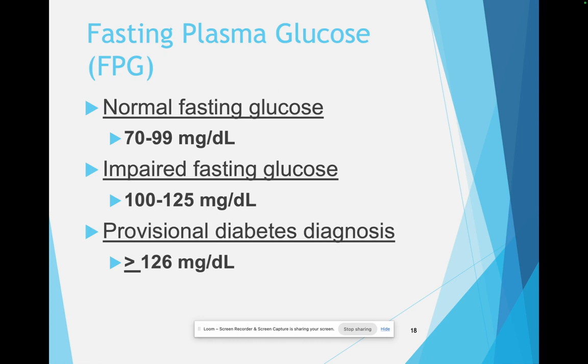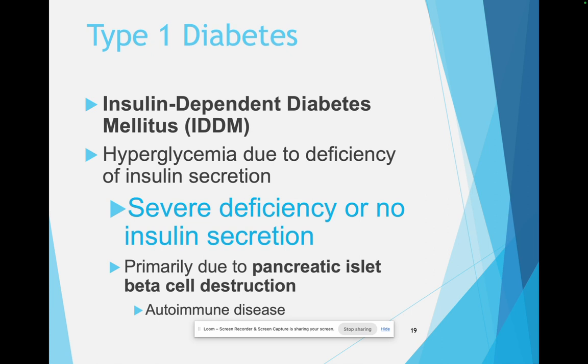Those are the reference ranges. The normal fasting glucose, as I said before, is 70 to 99 milligrams per deciliter, but a patient is diagnosed with diabetes if the glucose in plasma is more than 126.